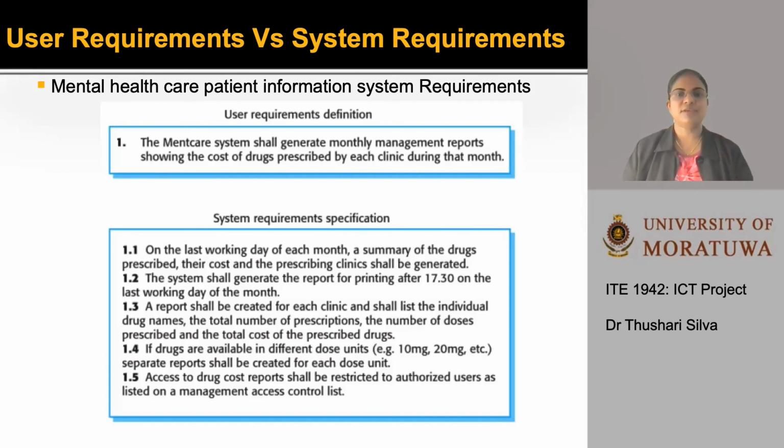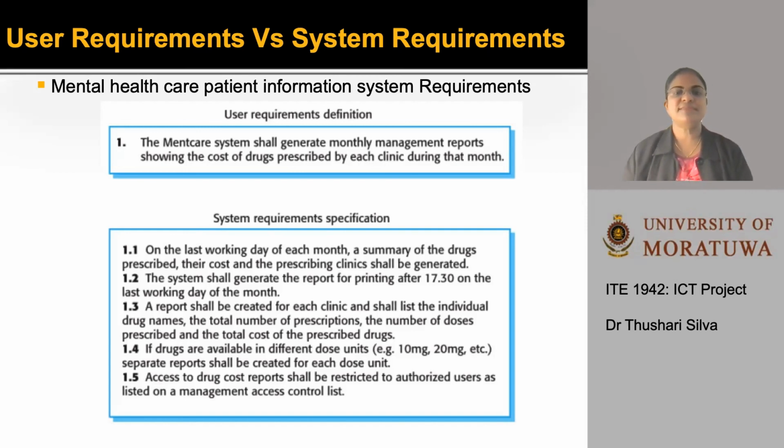So there you have to say that on the last day of each month, a summary of the drugs. So we know what drugs, and we do need to know the drug details. So as a designer, you map it: you go to the table and get this sort of information about the drug. So the drugs prescribed will be taken in, and the cost of the drugs. The prescribing clinic shall be generated. So that's the one thing you have to do.